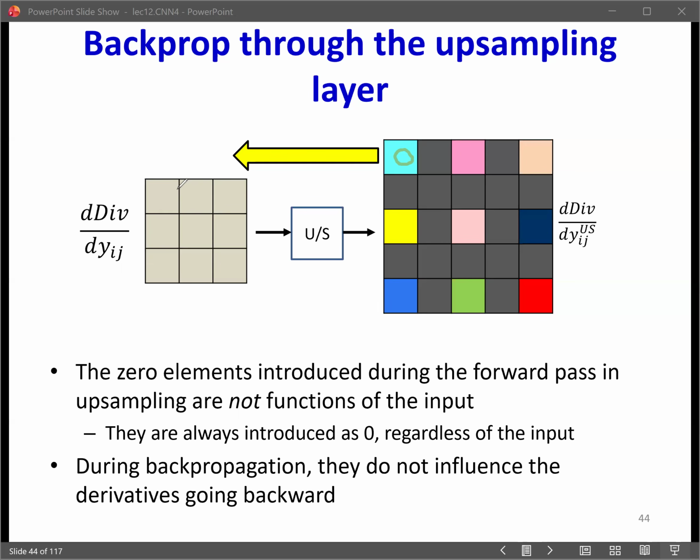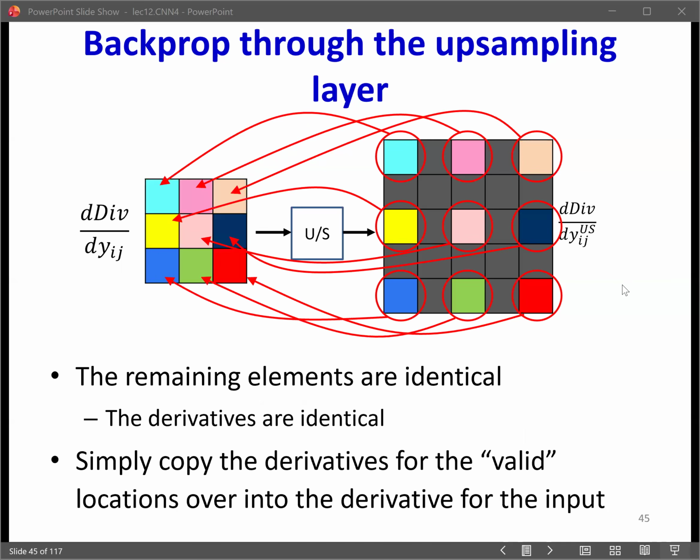So this derivative, this element is the same as this element, correct? Yes or no? Right? So what is this derivative? It's going to be just copied over from here. Make sense to everybody? Right? And so you just copy those derivatives over.